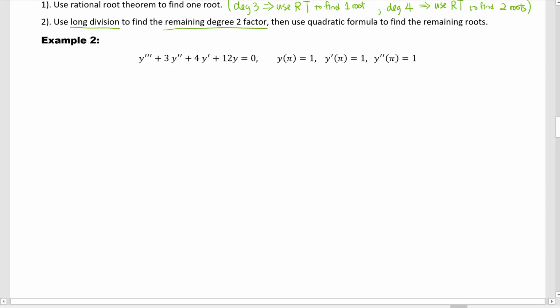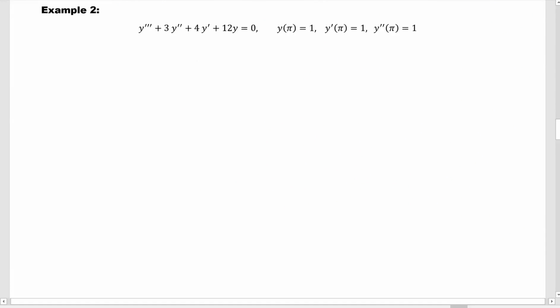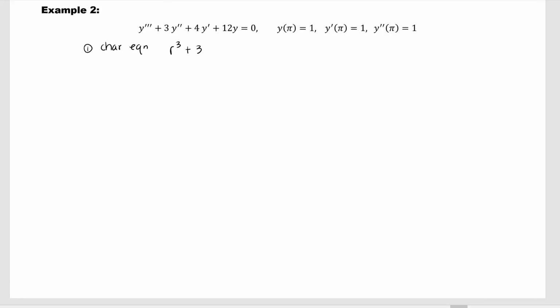So let's continue and look at example 2. I strongly recommend you try this problem first, and then let's go over it together. So first, the characteristic equation. We have r cubed plus 3r squared plus 4r plus 12 equals 0. Okay, so that is the characteristic equation. Alright, so this is degree 3. We're going to use the rational root theorem.